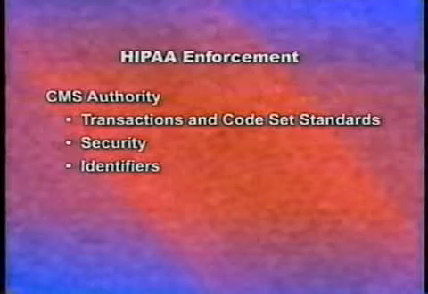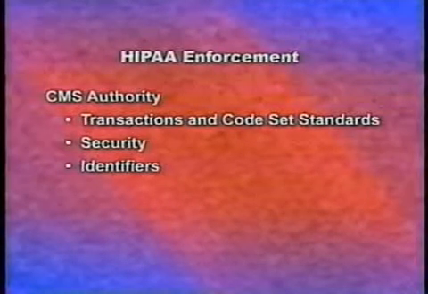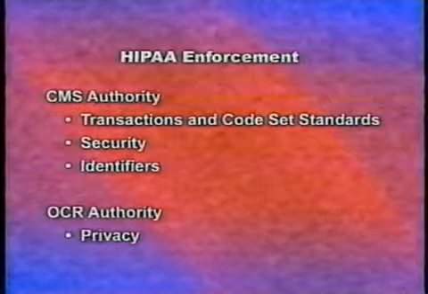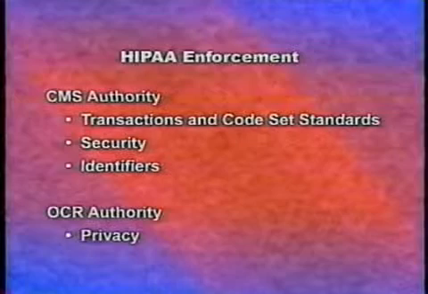CMS has been designated by the Secretary of DHHS to enforce all of the HIPAA administrative simplification provisions, with the exception of the privacy standards. This includes transactions and code set standards and security and identifier standards after they are in effect. The Office for Civil Rights, or OCR, at DHHS is responsible for enforcement of the privacy provisions. The enforcement process for both will be primarily complaint-driven.